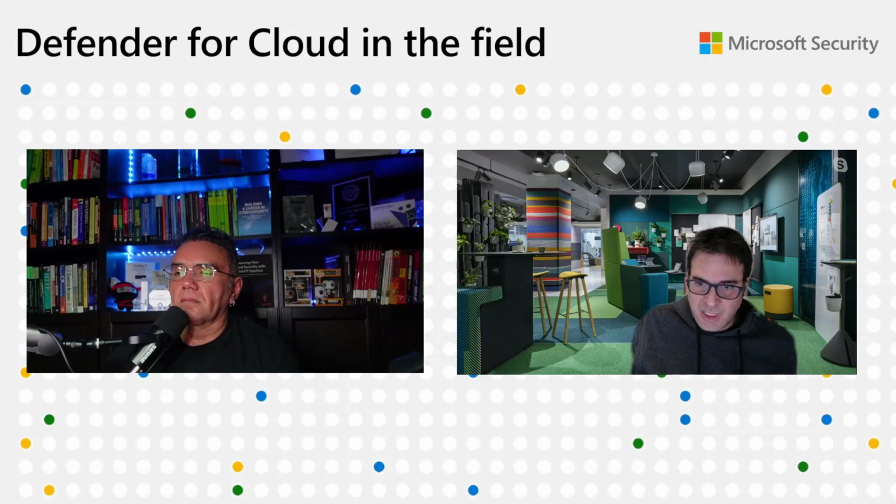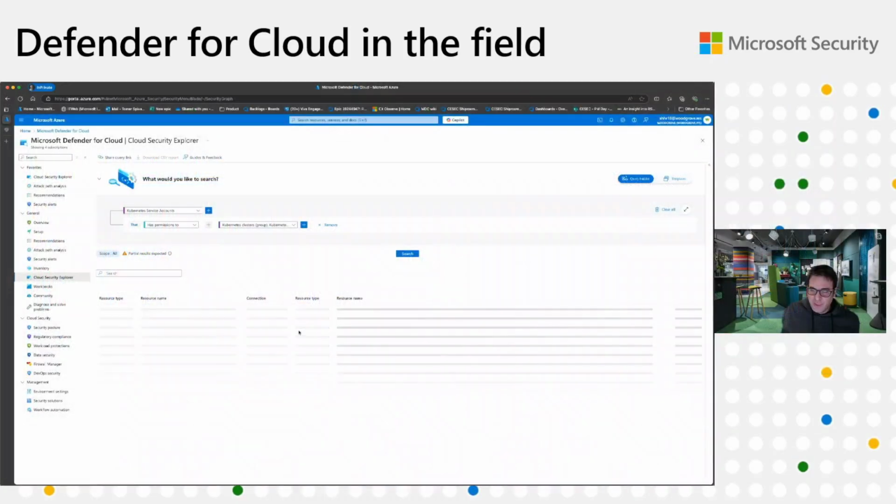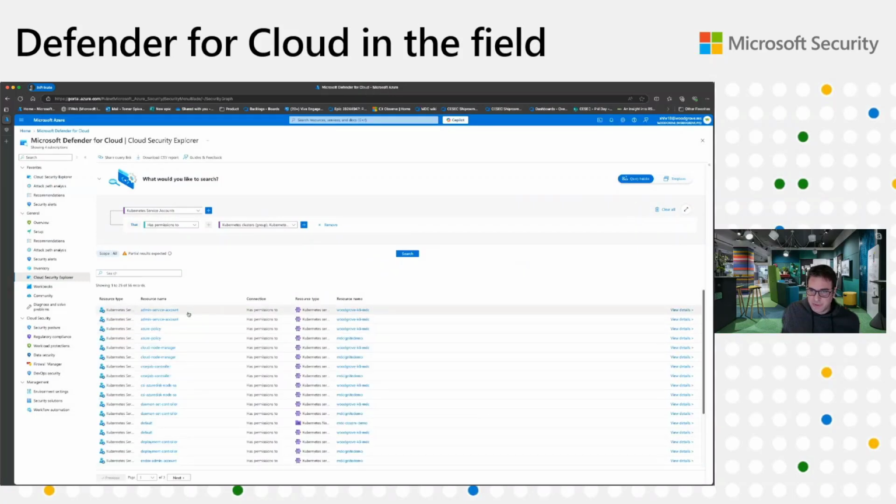So going to identity and access, I can specifically select Kubernetes service accounts. And this basically gives me visibility to all the service accounts that exist within my environment. Taking the next step, I can actually see the exact permissions that each one of those service accounts has and what it has permissions to. So in this case, I'm selecting Kubernetes clusters and Kubernetes namespaces. And now I gain visibility to the specific permission that each of those service accounts has.